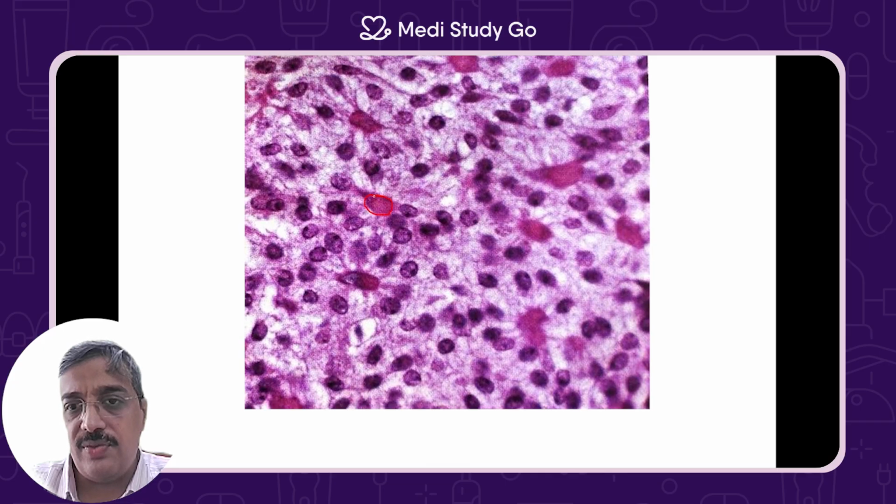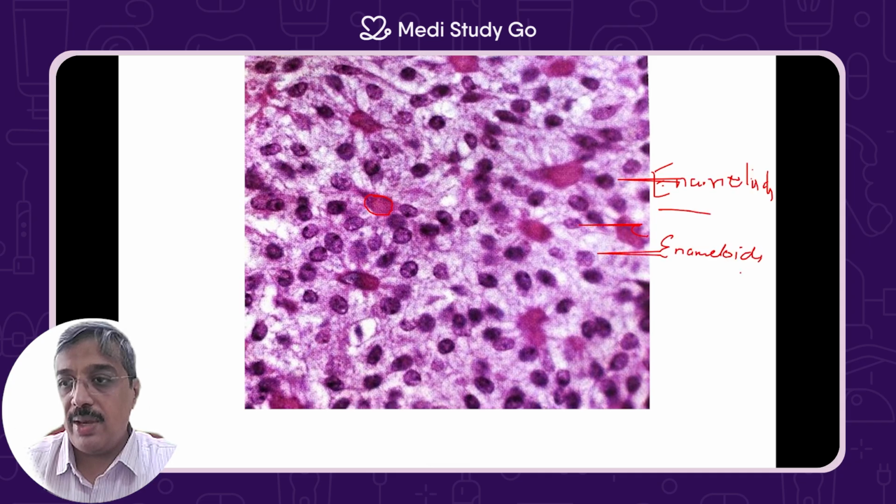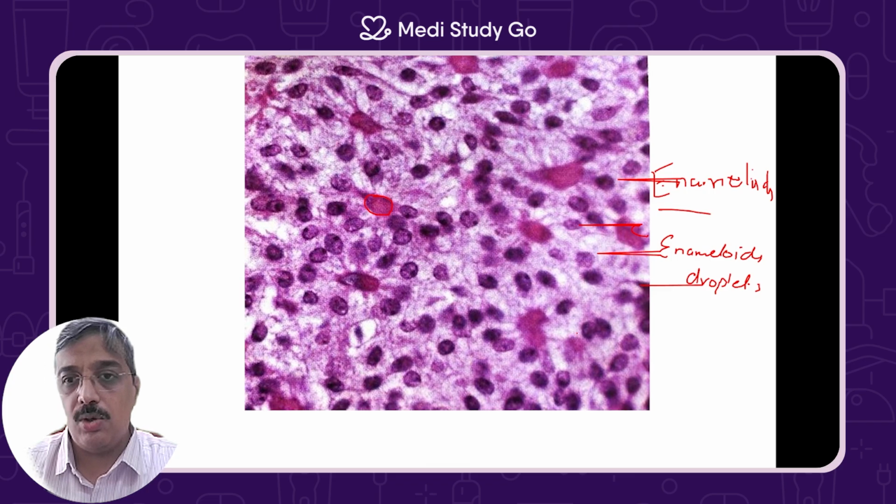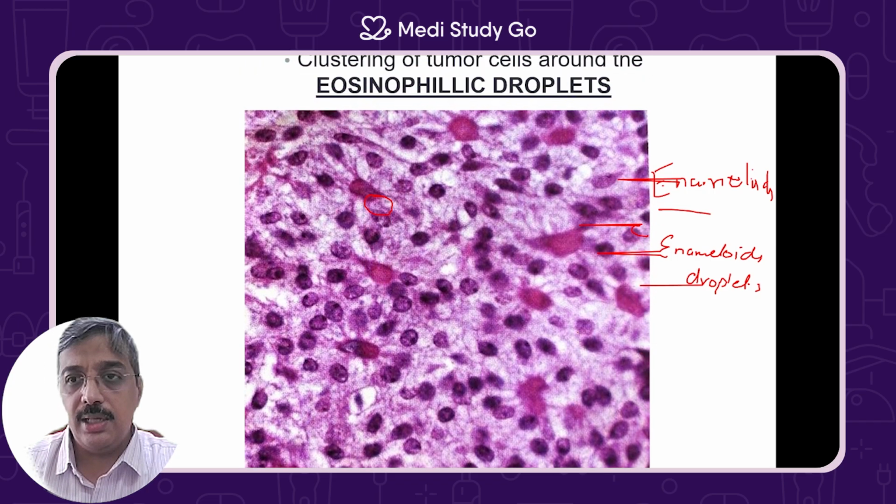Now what are these eosinophilic materials? They call it enamel-like. So they are enameloids, or enamel droplets. These enamel droplets are able to incompletely form enamel. That is the whole idea behind the element.